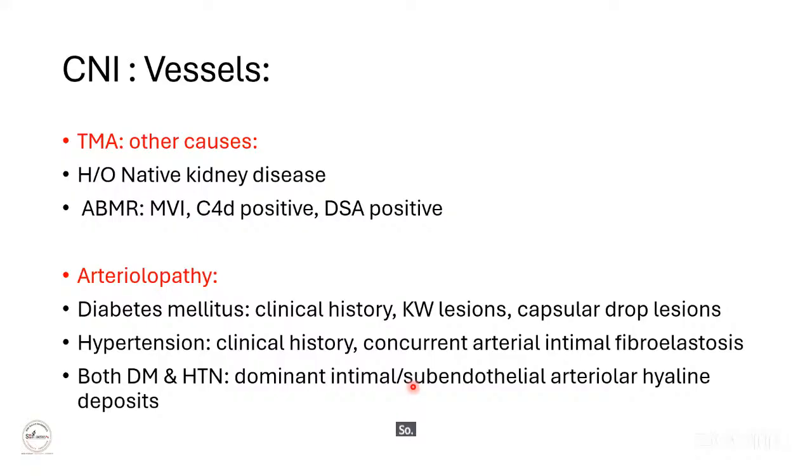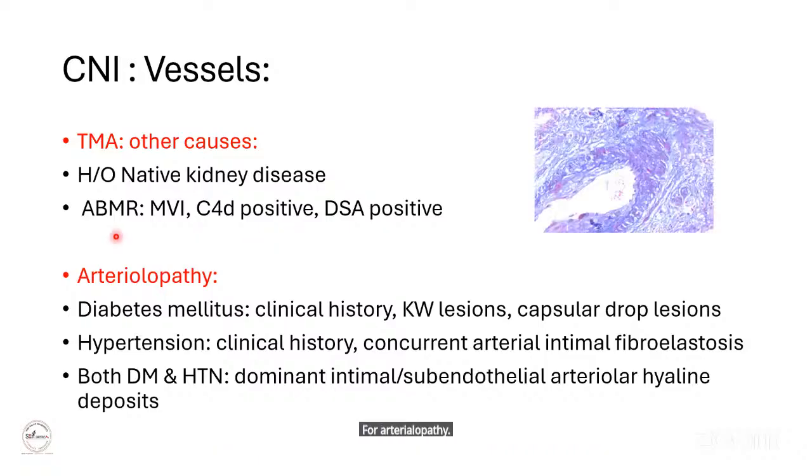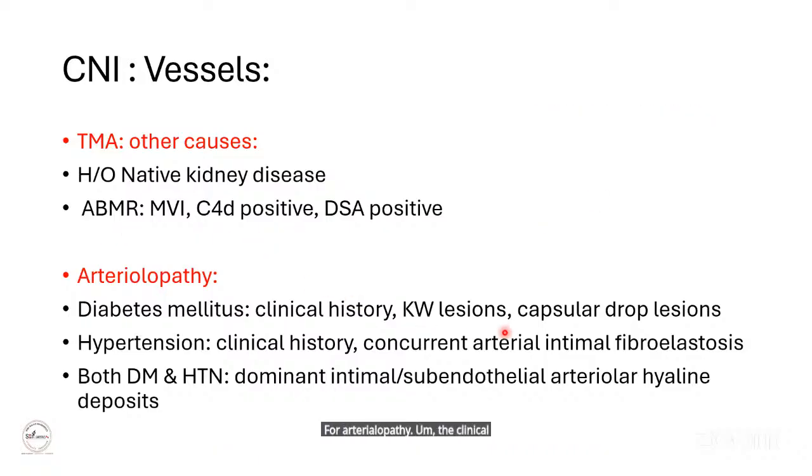So what other differentials should we think of when we see TMA in vessels? Rule out any history of TMA or HUS, native kidney disease. ABMR, as we have seen, microvascular inflammation, and C4d and DSA being positive. For arteriolopathy, the clinical history, KW lesions or capsular drop lesions, hyalinosis lesions of diabetes.